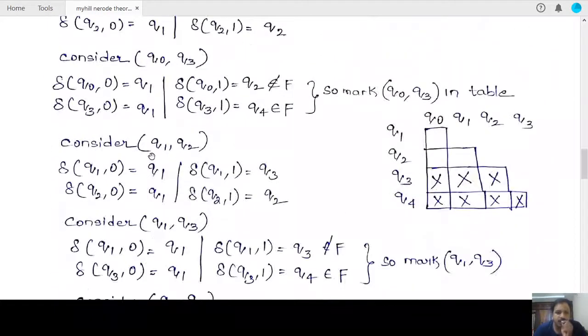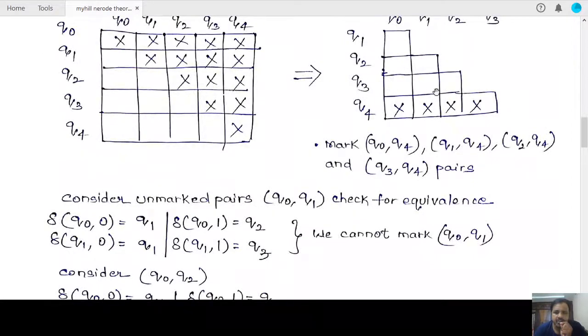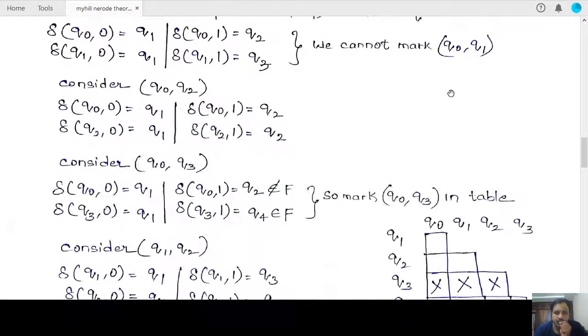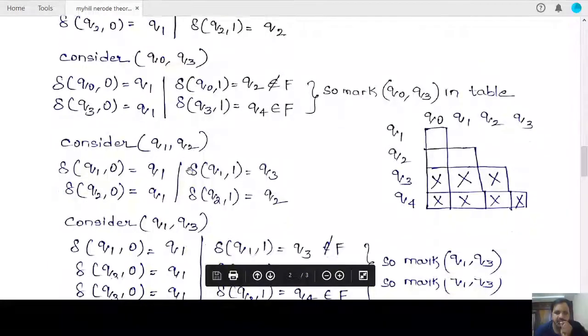So Q1 Q2, check for equivalence. Q0 on 0 is Q1, Q2 on 0 is Q1. So we cannot have a cell with the Q1 Q1 combination. So we are checking the next input: delta of Q1 comma 1 is equal to Q3, delta of Q2 comma 1 is equal to Q2. So check whether 2 3 is already marked or not. Since 2 3 is not marked, we are leaving Q1 Q2 as it is.